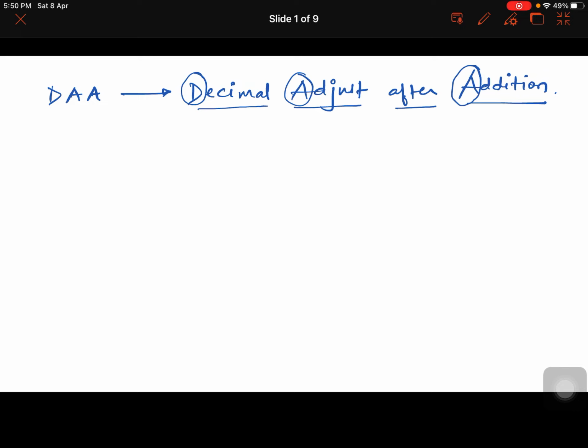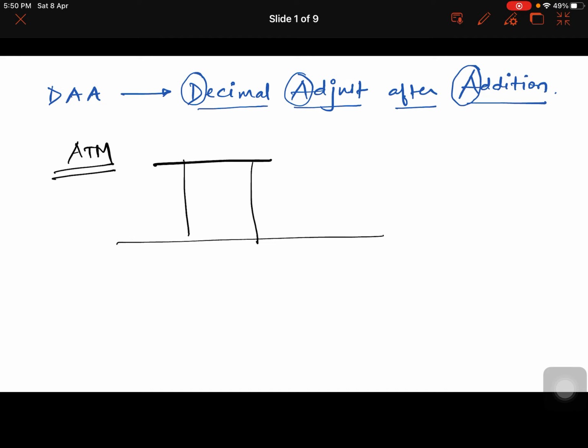And before we really get into the working of the DAA instruction, let us understand what is the necessity of having such an instruction. So suppose you go to an ATM machine, and basically what you do is you insert your debit card into the ATM machine. You demand some amount. Once you get that amount, there is a screen on which your final balance gets displayed.